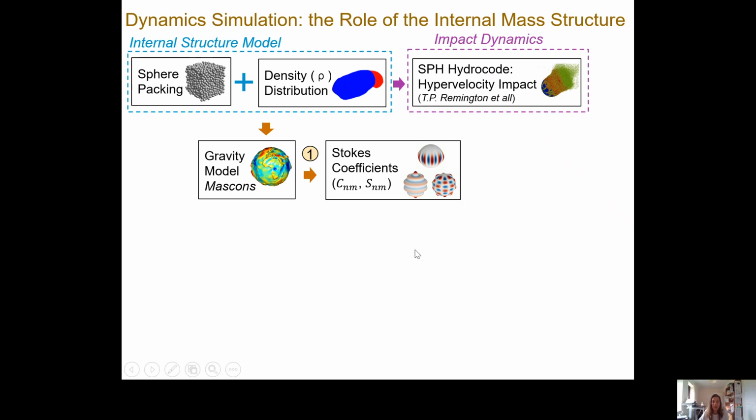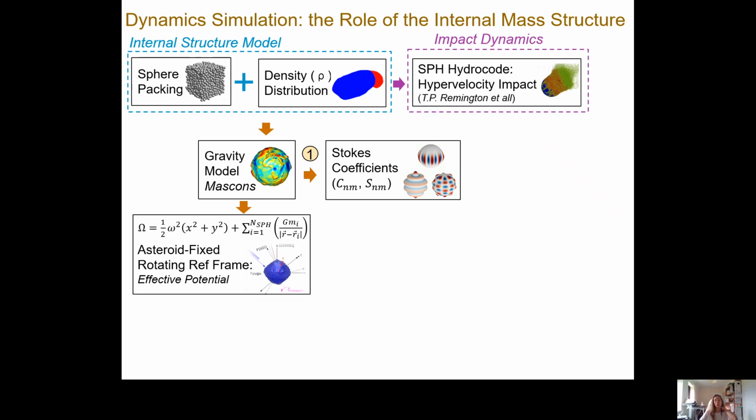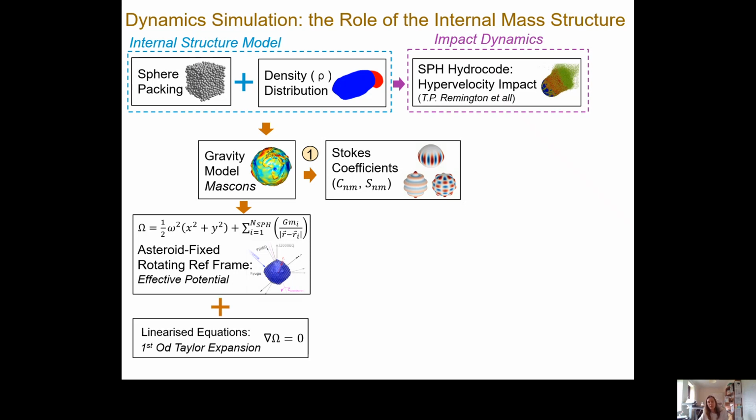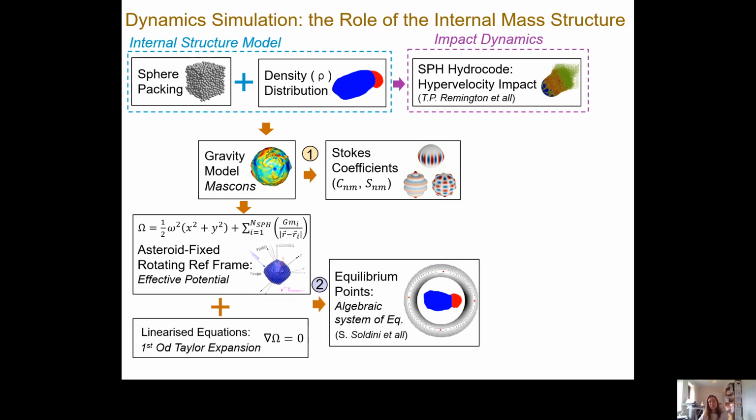Once we have this high order gravity field information, we can study the close proximity dynamics, which involves placing ourselves in a reference frame fixed with the asteroid, rotating with the same angular velocity of the spin axis rotation. By finding the location where acceleration and velocity are zero, by linearizing the equation of the dynamics, we can find special locations where potentially a particle could be trapped around an asteroid.